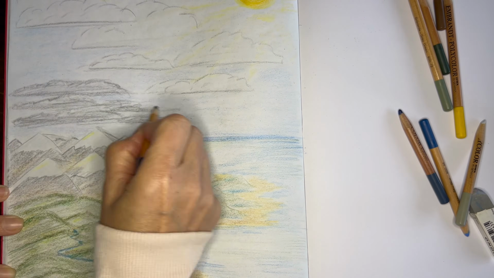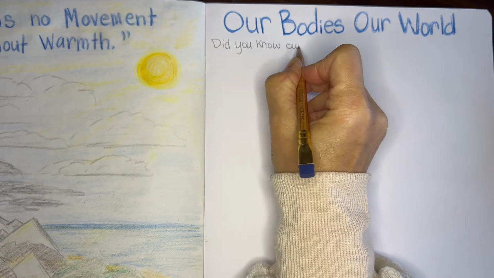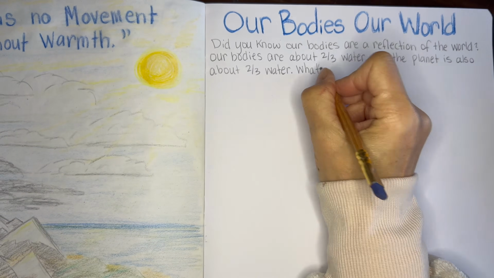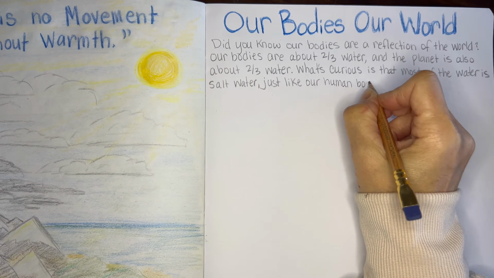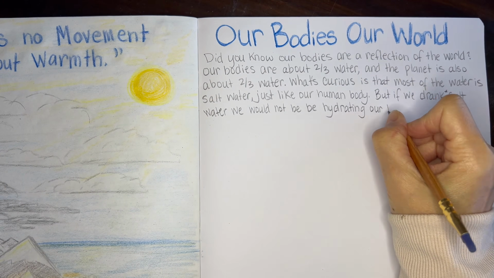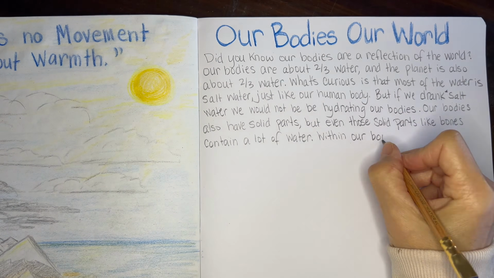So this illustration is for basically 4 chapters or 4 lessons. And the written content for this page is primarily talking about the connection between the way our bodies are composed, the composition of our bodies compared to the composition of the planet.